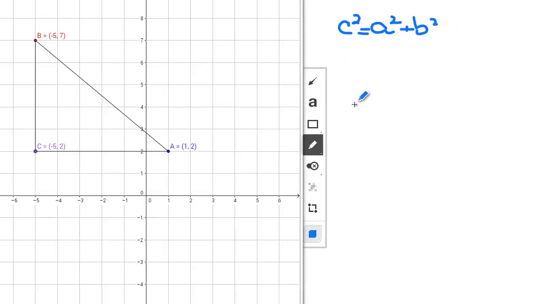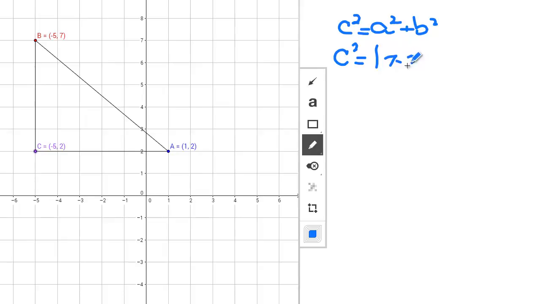So the side A, the side that's opposite angle A, will have a length that varies vertically. So the x's are constant here, but the y's value is changing from 2 to 7 or from 7 to 2. So when we calculate that, we're finding the absolute value between 7 and 2, or 2 and 7. And we will be squaring that.